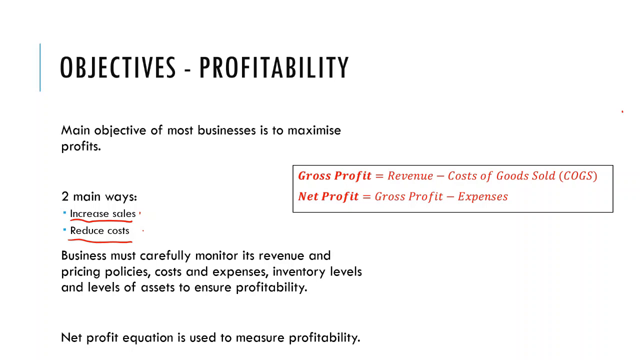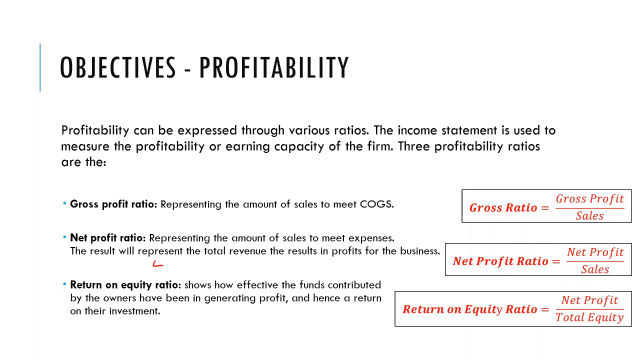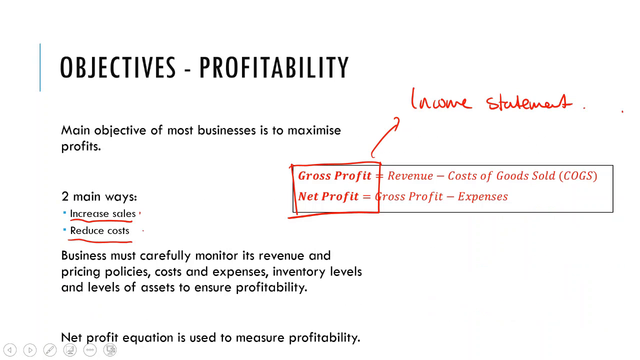Now, to really look at profitability in terms of ratios, we have 2 key equations. And this is our net profit and gross profit. Okay, now you will know these. These come from our income statement. That is where our data will come from. You will need to interpret the income statement. Okay, and from these we have our ratios.